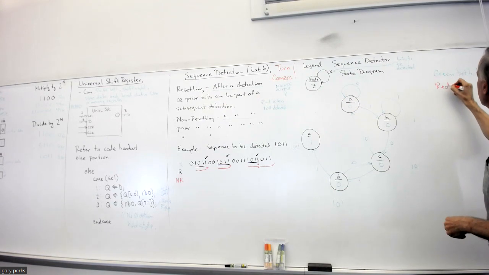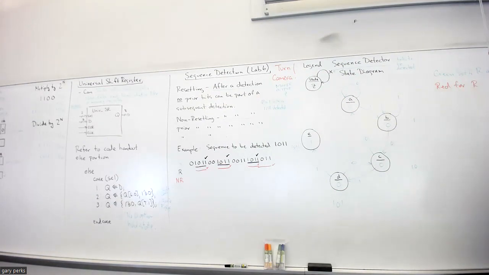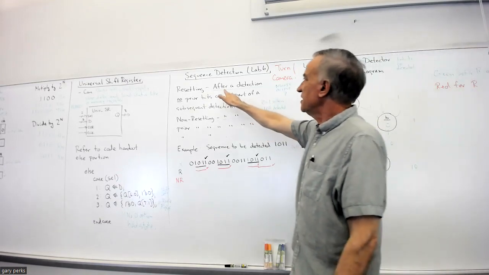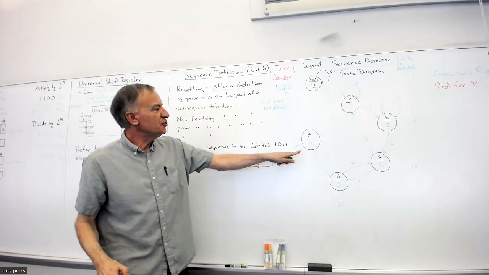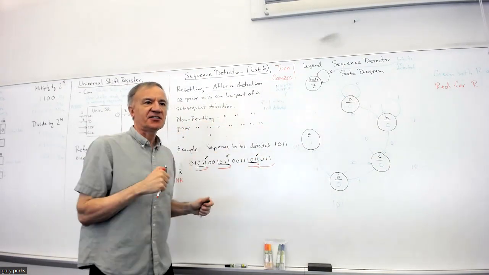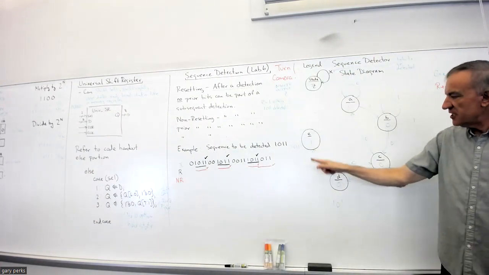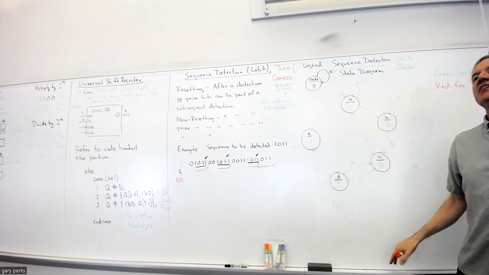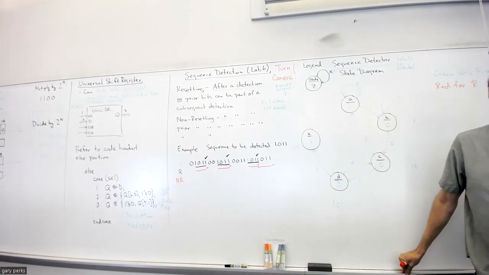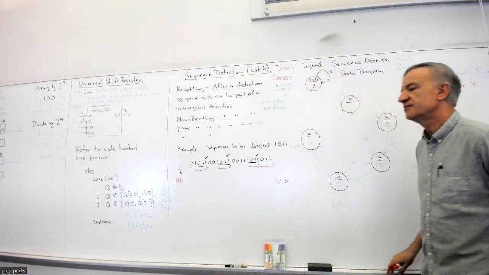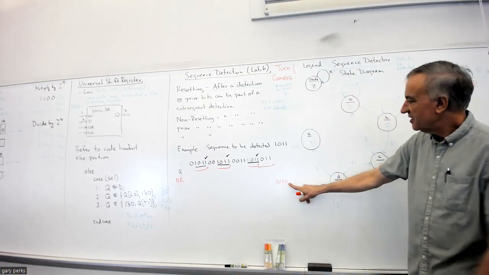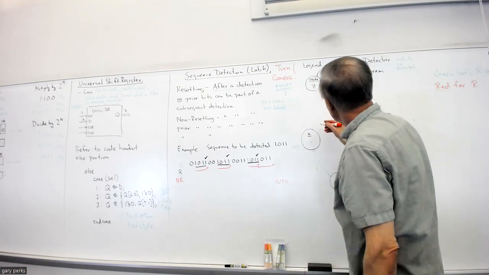Okay, we'll do red for resetting. So if it's resetting, after you have a detection, we got our detection here. If it's resetting, once you have a detection, you can't use any prior bits for a subsequent detection. Okay? So we have this detection. We're in state E. And let's say we get a 0. What state would you go from E? So we have a detection, it's 1, 0, 1, 1, and then we get a 0. Yeah, you just go back to the start, right? Because we're looking for a 1, so we would just go back to A.